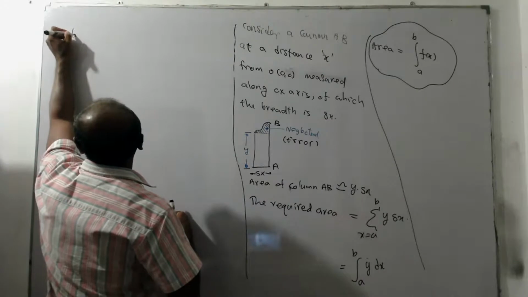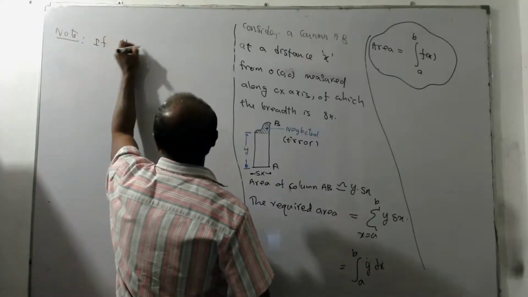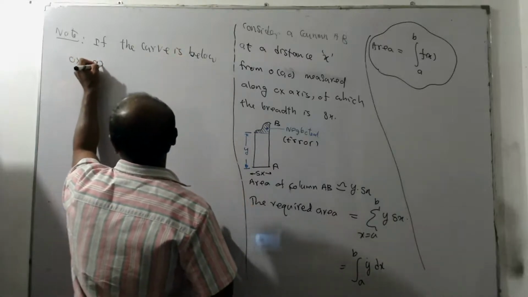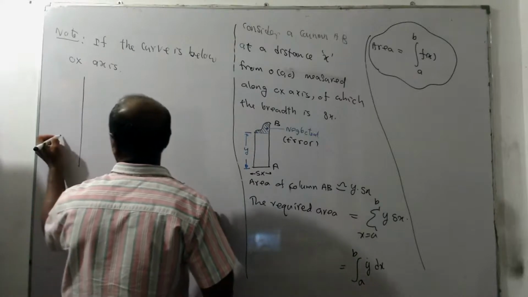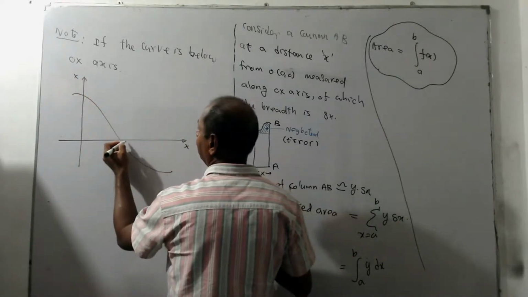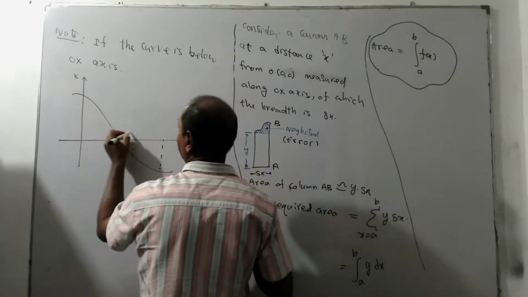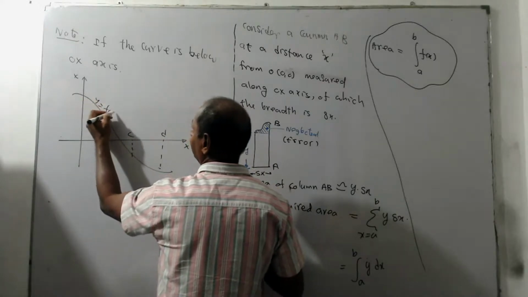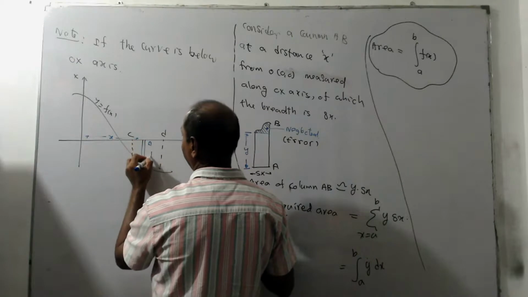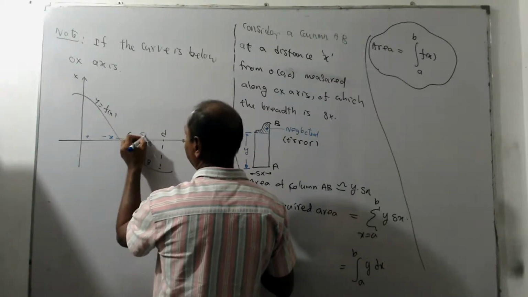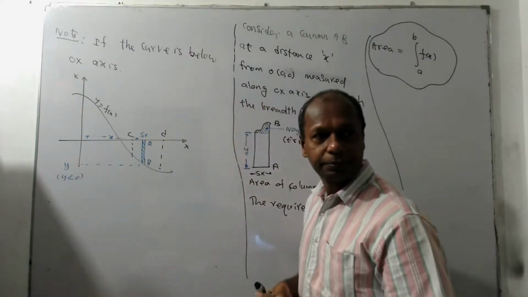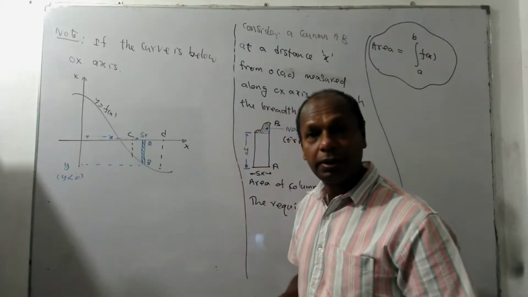Note: if the curve is below the x-axis, so it looks like this. The curve is below the x-axis, say from c to d, y equals f(x). You take a column somewhere here at a distance x, a column AB like this of width delta x. Now this y value is negative, right? You take a similar column as you have taken the previous one.